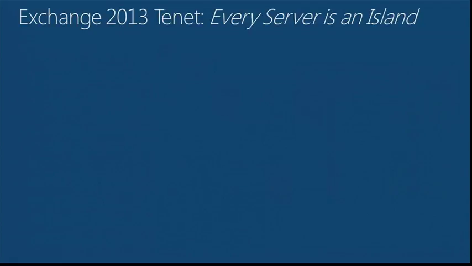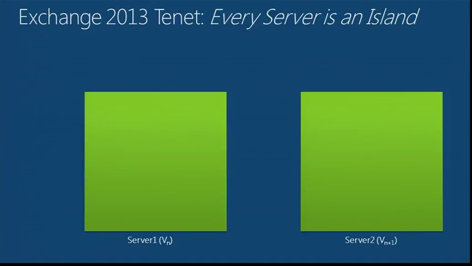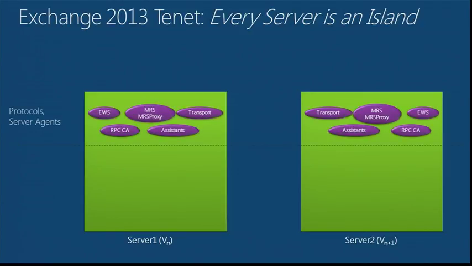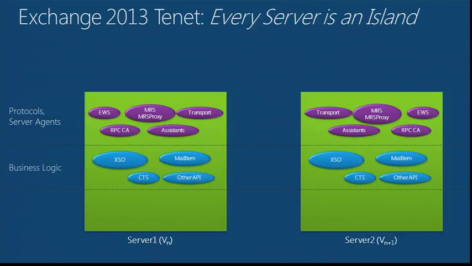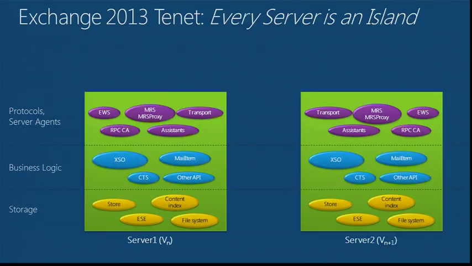We also talked about in part one the overriding architectural tenet that we used to develop this architecture, and that tenet is every server is an island. So if you think of the server on the left as, say, the RTM version of Exchange 2013, the server on your right would be, say, for instance, a post-RTM version of Exchange 2013, Service Pack X, if you will. The principles say that we have this separation of functionality across the product, both of the protocols, the business logic, and the storage engine.